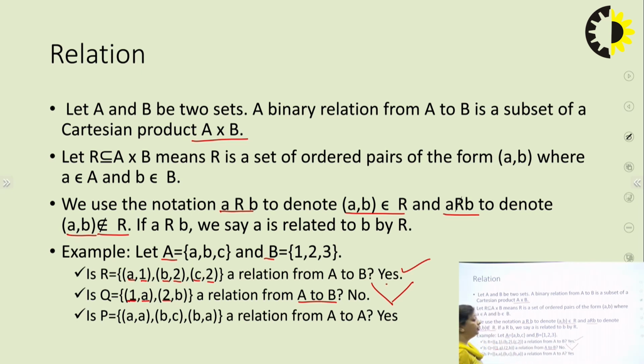Now coming to the third relation, P, which contains the elements (a, a), (b, c) and (b, a). Is it a relation from A to A? So yes, A contains the elements a, b, c. In P, both the components are from set A for every element: (a, a), then (b, c) both belong to A, then (b, a) also belongs to A. So I can say that it is a relation from A to A. So the answer is going to be yes.